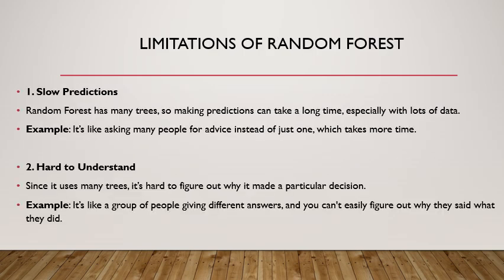Okay, limitations of random forest. Slow prediction. Random forest has many trees, so making a prediction can take a long time, especially with lots of data. If there is one tree, then the prediction work is very fast. As it contains predictions of multiple decision trees, it may take a long time, especially when we have lots of data.